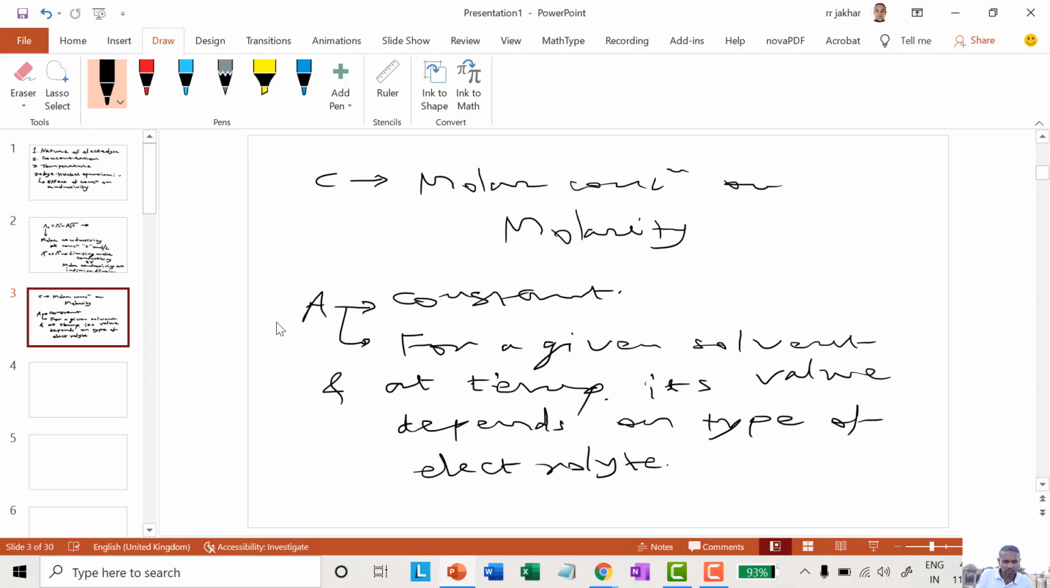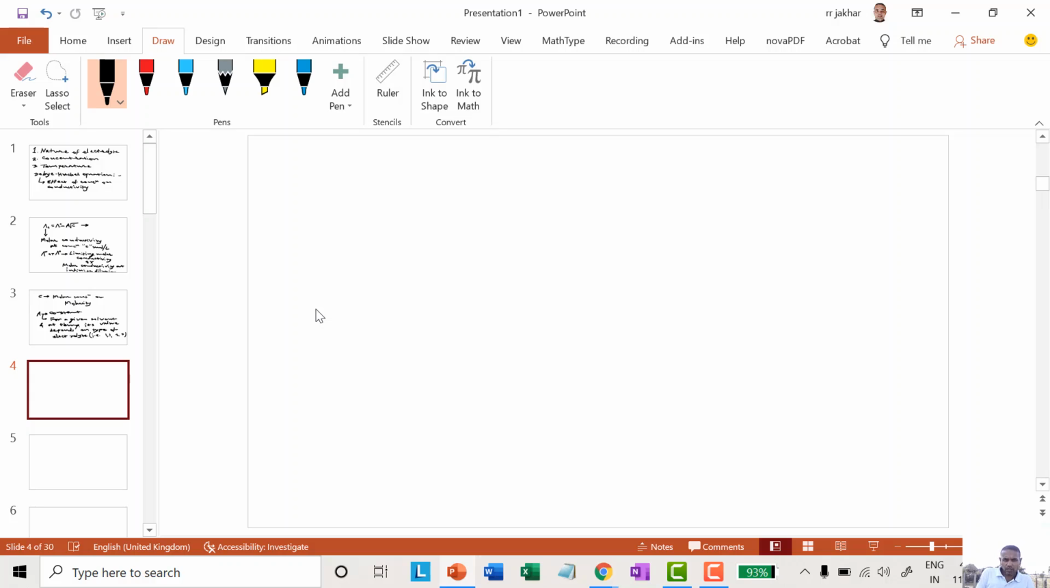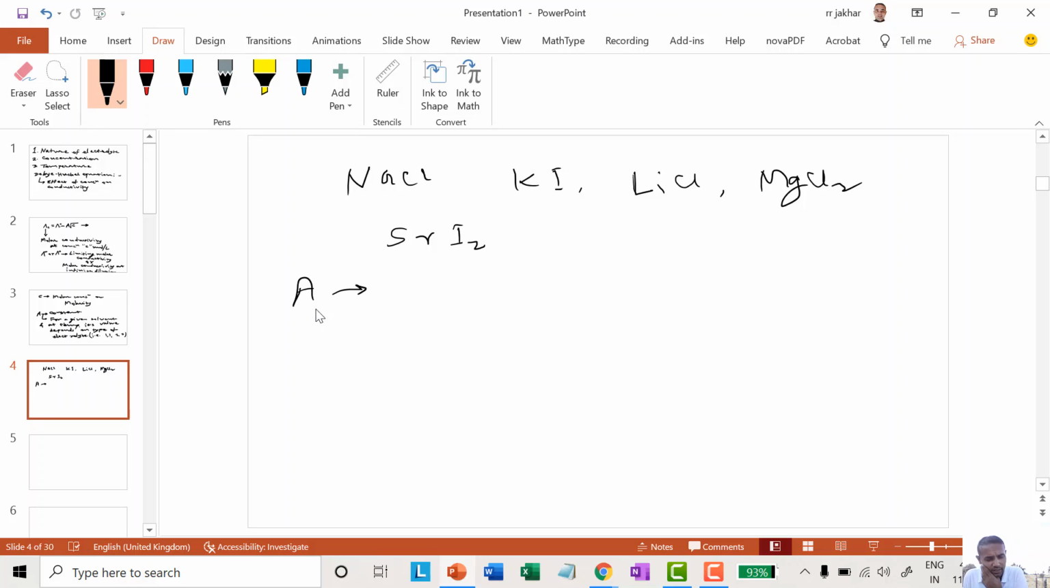And now here we are taking the type of electrolyte. Type of electrolyte means we are taking 1 type electrolyte, 2 type electrolyte, and all types of electrolyte are counted here. If we have two electrolytes and both are 1 type, and for similar solvent and given temperature, the value of A will be similar. For example, if you have electrolytes like NaCl, KI, LiCl, MgCl2, strontium iodide, can you say, if we consider the value of A for a given solvent and given temperature, then out of all these, which electrolytes have equal value of A?